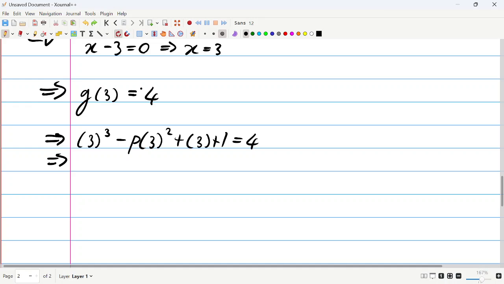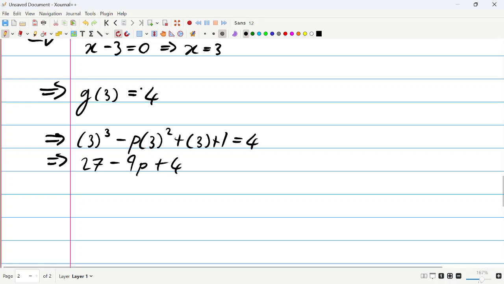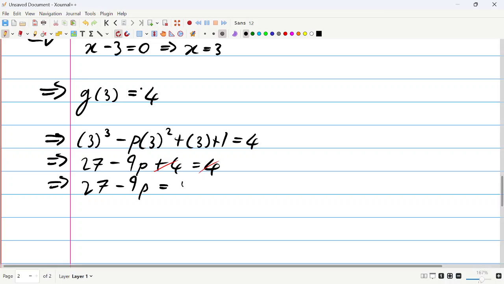So we get 3 to the power of 3, which is 27, minus p times 3 squared, which is just 9p. And then we're going to have plus 3 plus 4, which is equal to 4. And notice we can just subtract 4 from both sides and they cancel. And then what are we left with? We're left with 27 minus 9p is equal to 0. And then we solve for p.